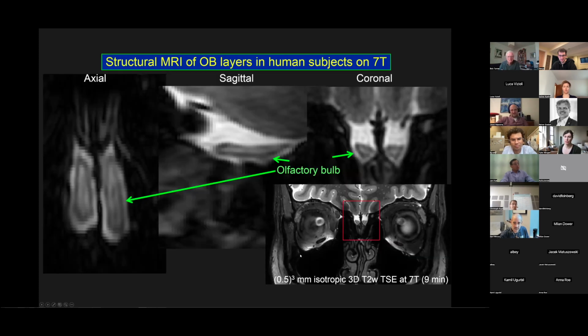And this is actually from last year. So now we have higher resolution. This is a 9-minute T2 scan we performed on 7 Tesla. So the olfactory bulb is here. This is the olfactory bulb, and the bright part is CSF. That's the thing underneath, that's the olfactory bulb. And usually people view this in coronal view, but when you do axial view, I think we start to see some sort of a layer-like structure in the olfactory bulb.